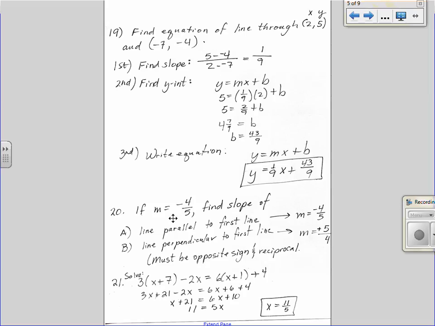If m is negative 4/5, find the slope. Parallel is going to be exactly the same slope. Perpendicular slope must have the opposite sign and the reciprocal. Here's another example that we're using to just solve for a value. So we're using the distributive property and then combining like terms.